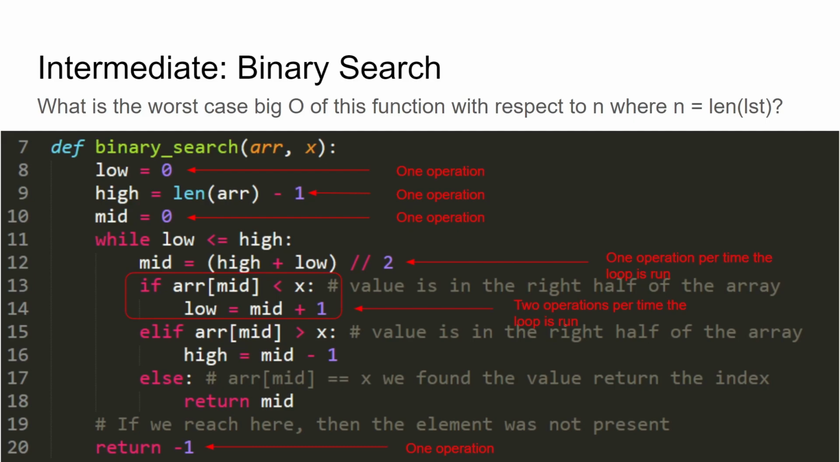Each time the loop is run, the area of the list that we are searching in is halved. This means that the loop runs log base 2 of n times, since log base 2 describes the number of times you need to halve a number to get 1. This means that our runtime function will be 4 plus 3 times the log base 2 of n.